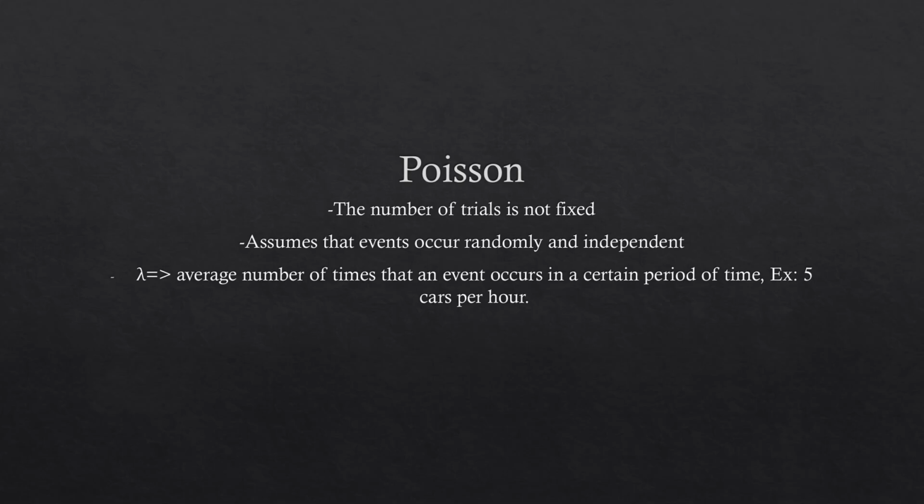So for the Bernoulli distribution, we had it maxed at 1 trial. In the binomial distribution, we still had an n number of trials. This one is not like that. This one goes based off of lambda, which is the average number of times an event occurs in a period of time. For example, 5 cars per hour, or 10 text messages per minute, something like that.